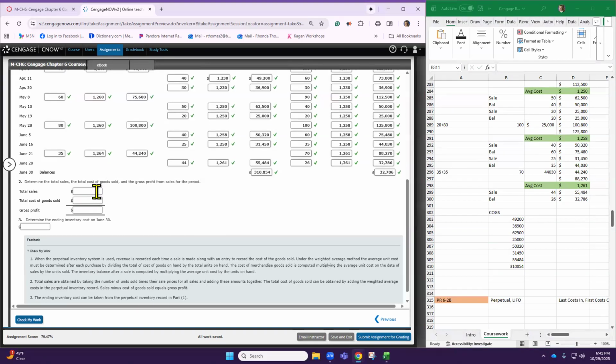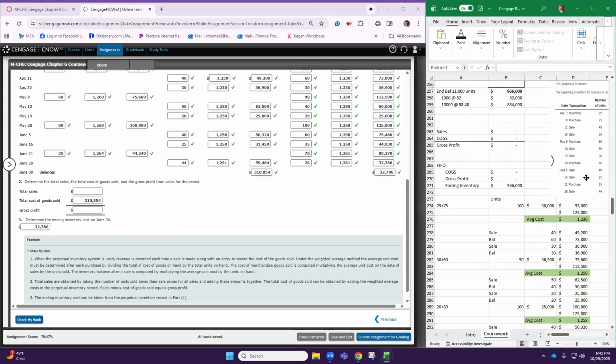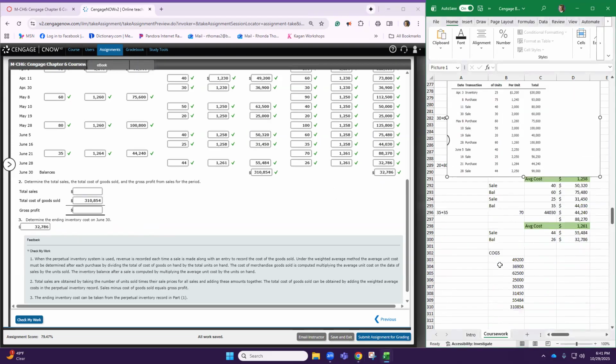Now we want our total sales. We just found the cost of goods sold, $310,854. The ending inventory, 32,786. Now total sales. If I look at this list, let me bring this down over here so I can add it up. You just add up everything that's a sale here. Sales.